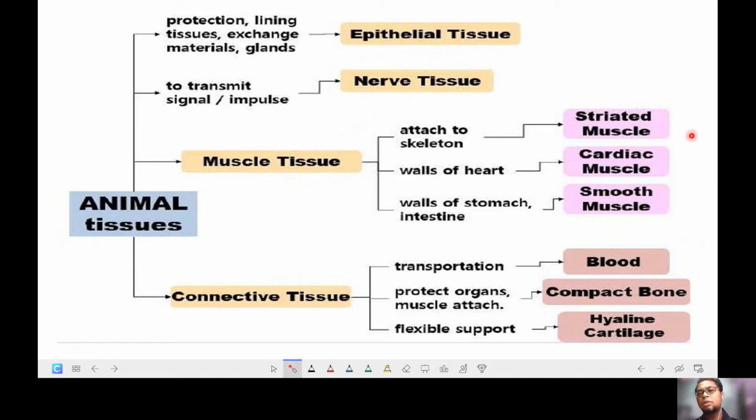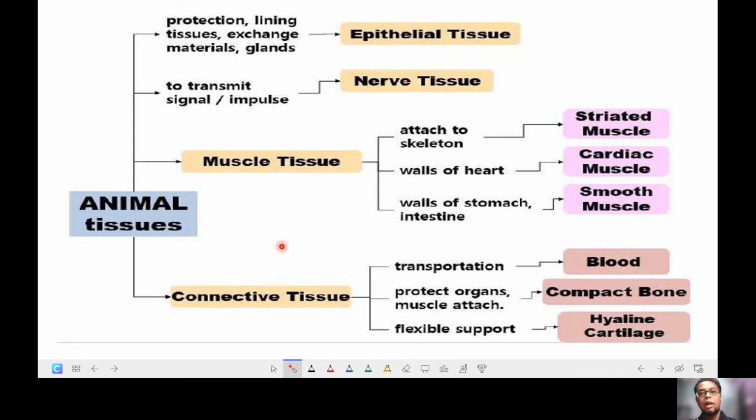And there are three types of muscle tissues that we need to know. The first type will be the striated muscle that is normally attached to the skeleton or the bones. The second type will be the cardiac muscle, which is located only in the walls of the heart. And this is very important for the contraction of the heart in order to pump the blood throughout our body. The third type of muscle tissue will be the smooth muscle, which is normally found at the walls of internal organs such as the stomach, the intestine, the esophagus, and even the uterus in females.